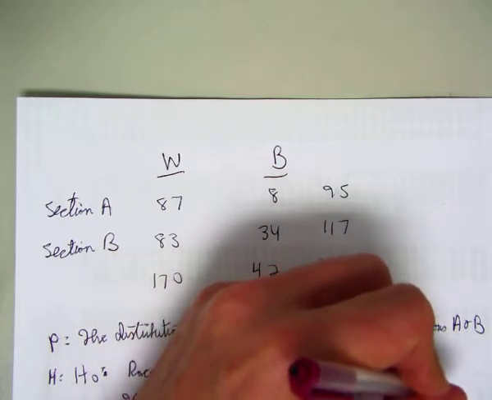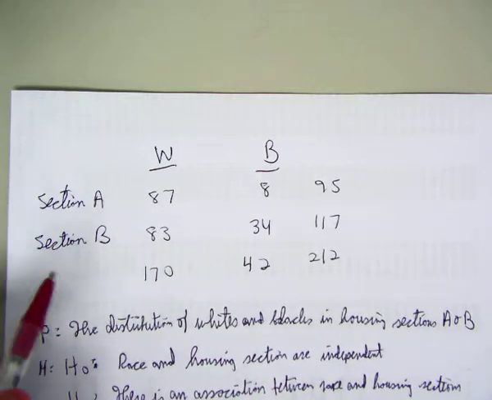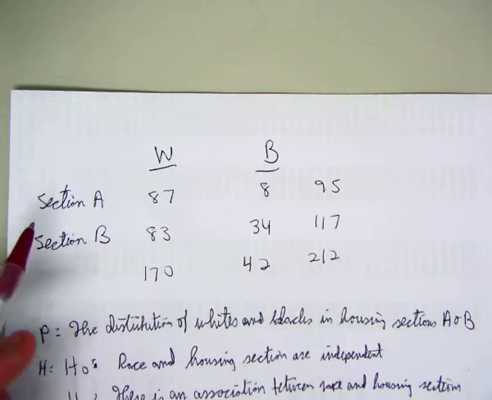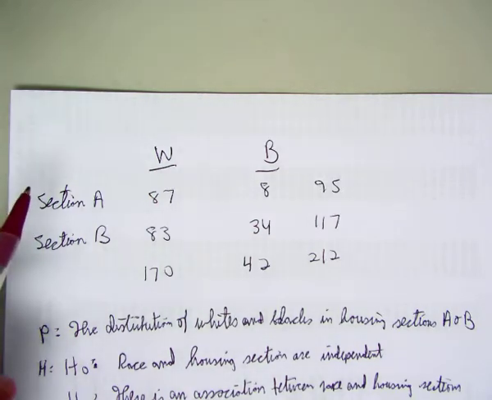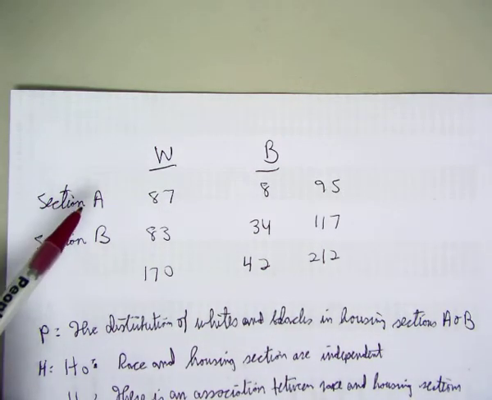Well, you might be asking, why am I doing a test for independence? It's because I'm looking at two variables across two different categories. If I was looking at one variable across one or more categories, then I would be doing a test of homogeneity. But in this case, since we're doing two variables across two different categories, then we're going to do a test for independence. Okay.